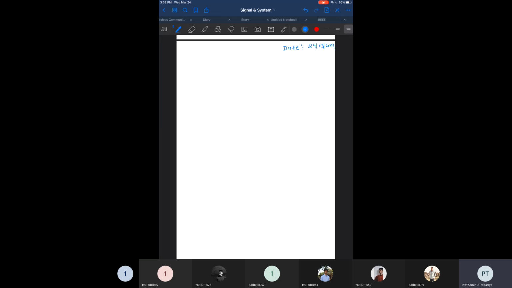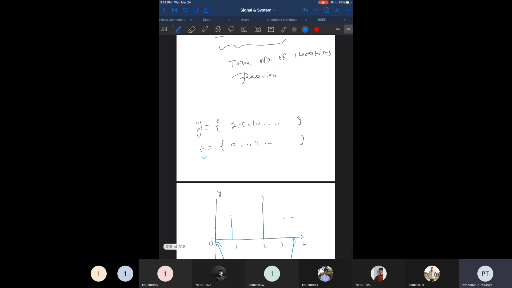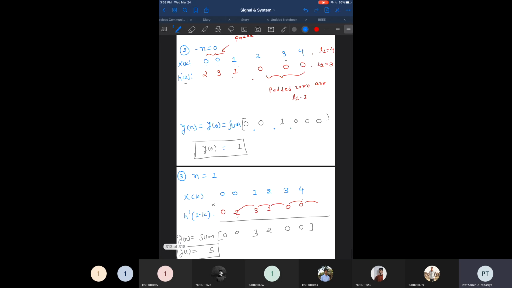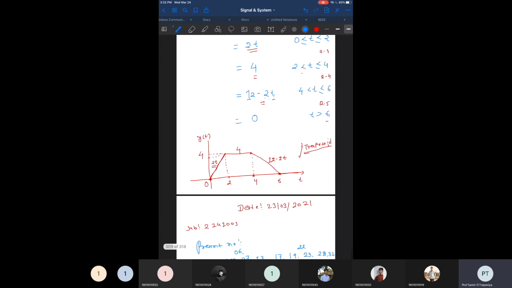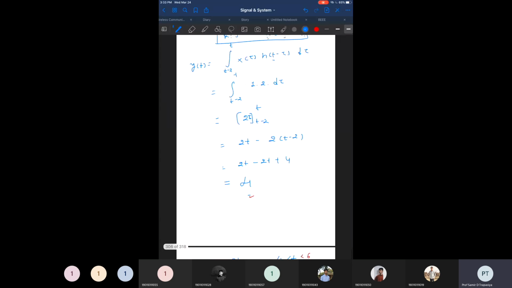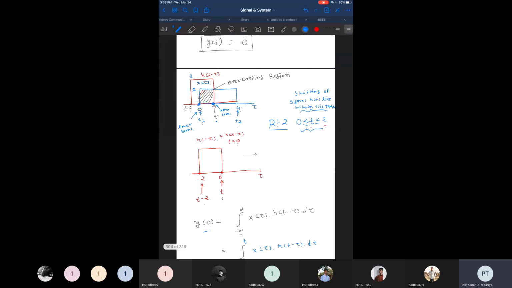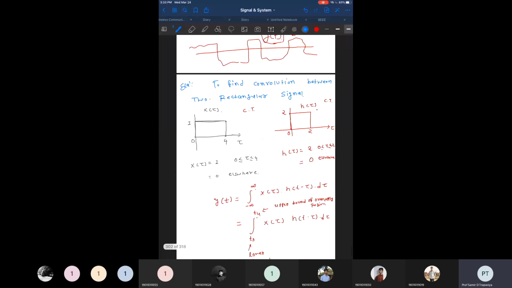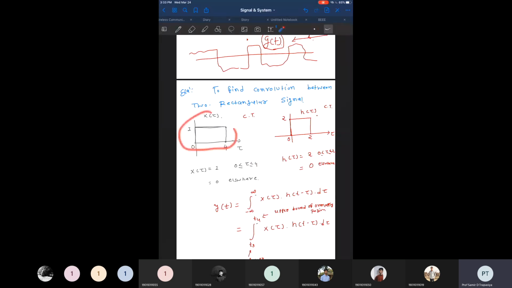Last time we discussed the graphical method for two square wave signals, how to convolve two square wave signals, in which we produced a trapezoid kind of waveform by convolving two rectangular signals. We took an example where x of tau exists from 0 to 4 with amplitude 1, and h of tau exists from 0 to 2 with amplitude 2.